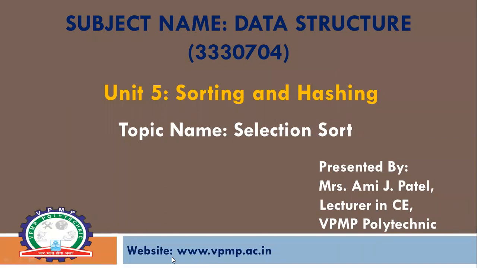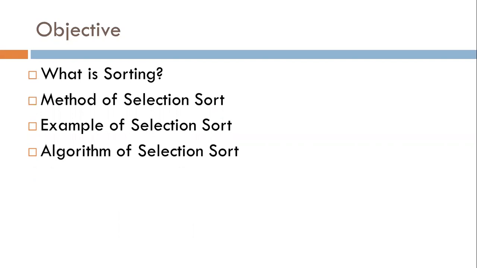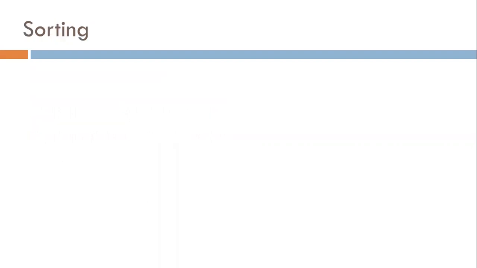Today we start new unit number 5, sorting and hashing, and the topic name is selection sort. The objective of this lecture is: what is sorting, the method of selection sort, meaning how to apply selection sort on data with an example, then the algorithm of selection sort, and lastly the program of selection sort.